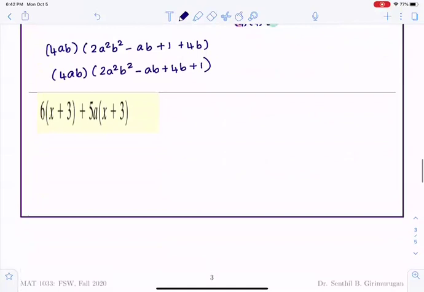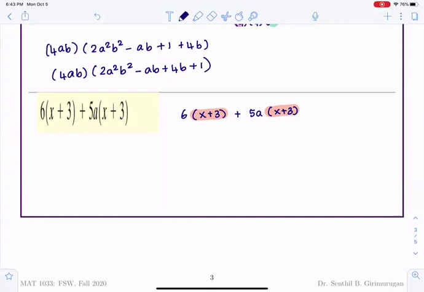The next example is one of the key concepts that you cannot forget, especially if you plan on pursuing college algebra or calculus. It's called factoring. We're going to do more problems on this later, but just by looking at it, there is a common factor between the first and the second term. So I'm going to write it as 6 times x plus 3 plus 5a times x plus 3. In the first term, I see x plus 3. The same term is repeated in the second.